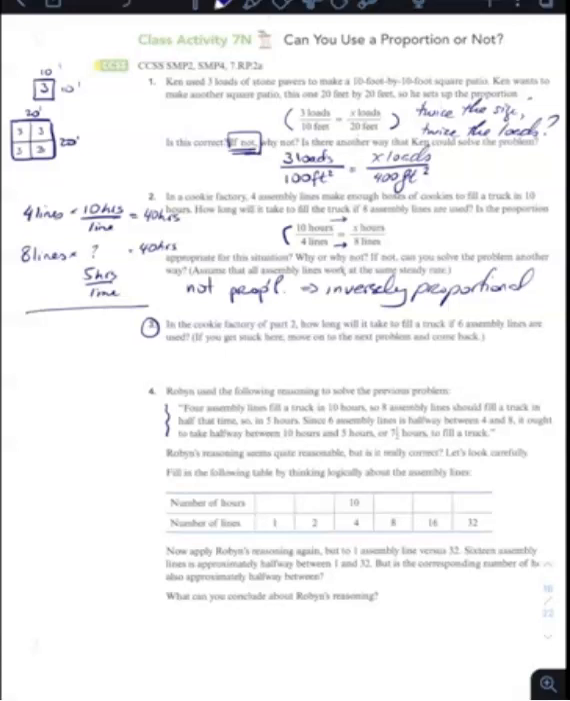So 8 assembly lines should fill the truck in half the time, in 5 hours. That makes sense. Since 6 assembly lines is halfway between 4 and 8, it ought to take halfway between 10 and 5 hours, or 7.5 hours to fill the truck. Is that true? Seems reasonable, but is it correct? Let's see if we can make sense of this.